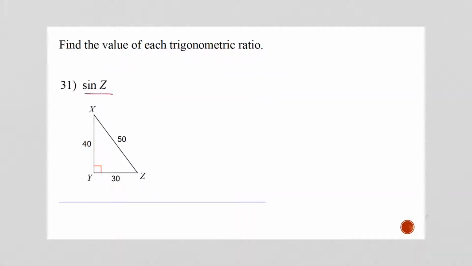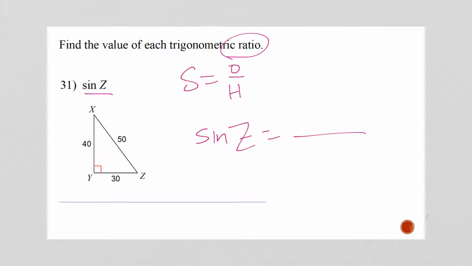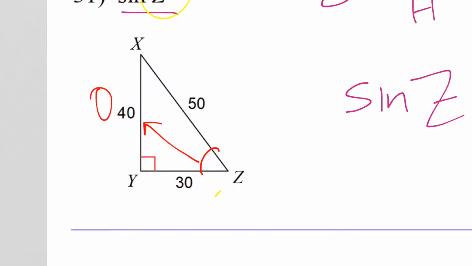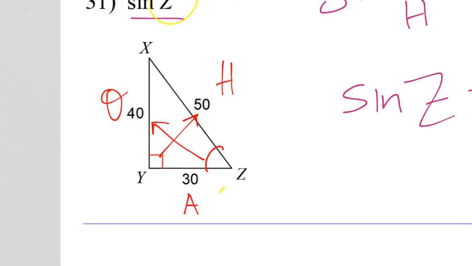Now they're asking me to find the ratio of sine. So sine is the SOH part. So sine of angle Z is equal to O divided by H. Based on angle Z, not O, Z, I'm going to find O for opposite. So that's 40. The hypotenuse is H, and 30 has to be your A.